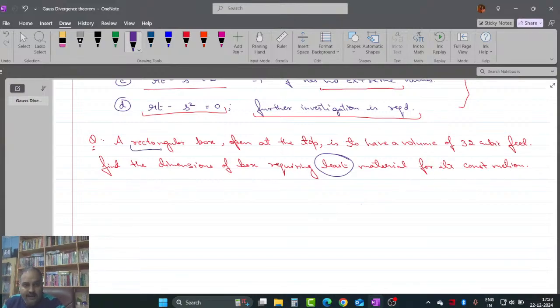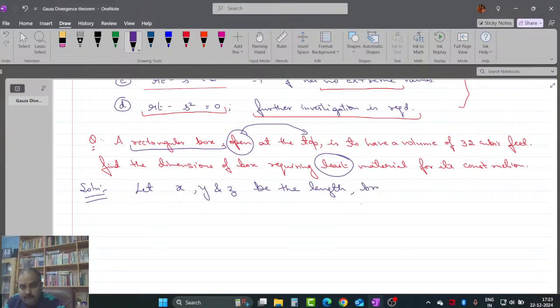So we have a rectangular box which is open at the top. For this one, first we consider the dimensions. Let x, y and z be the length, breadth and height of the box, and, because we are concerned with the volume, let V be the volume of the box.